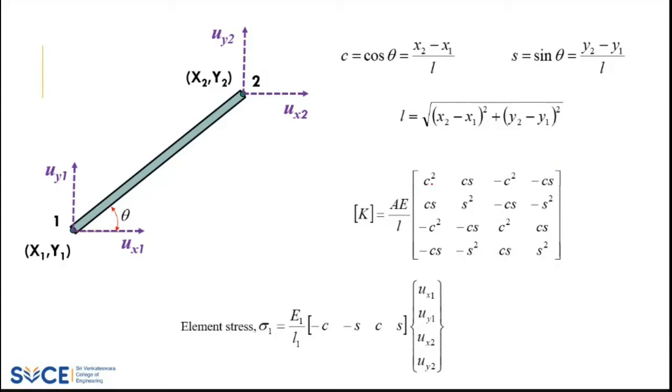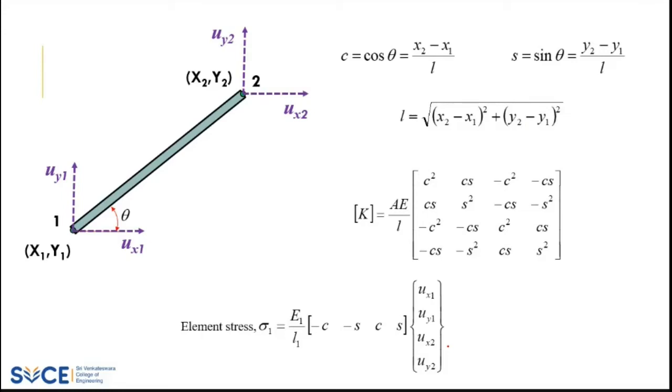And whatever we call C is nothing but cos theta, which is x2 minus x1 divided by L. And S is your sin theta, which is y2 minus y1 divided by L. To identify your length L, we can use the two-point formula, which is root of x2 minus x1 the whole square plus y2 minus y1 the whole square. And similarly, to identify your stress, we can use this formula, which is E by L times minus C, minus S, C, S. So the location of your displacements for nodal point 1 and nodal point 2.